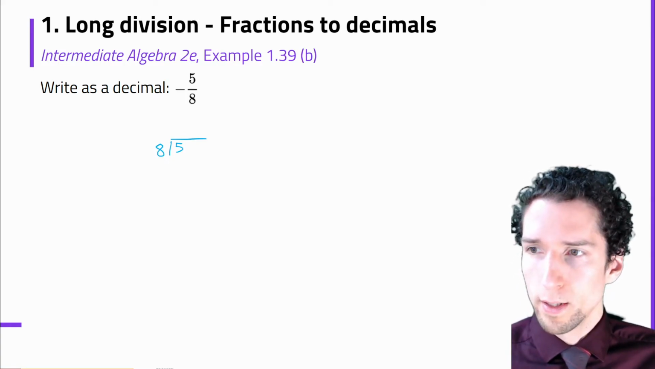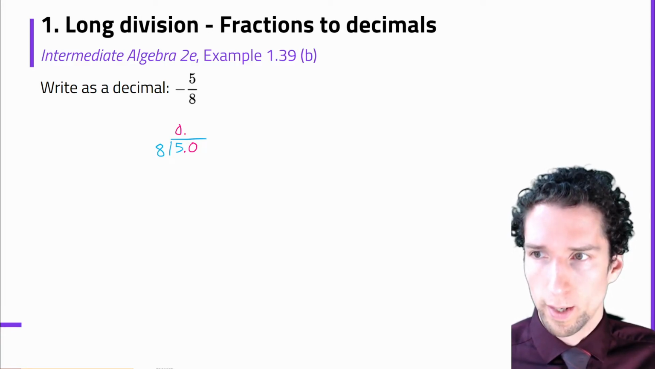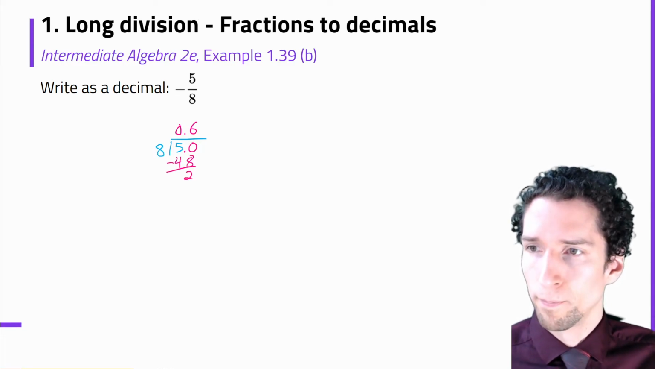Okay, so 8 does not go into 5, obviously. So we are going to need a decimal here right from the beginning. So 0. So 8 into 50, that does work. That goes in 6 times for 48, and we get a 2 down here. Okay, so add another 0 down here.